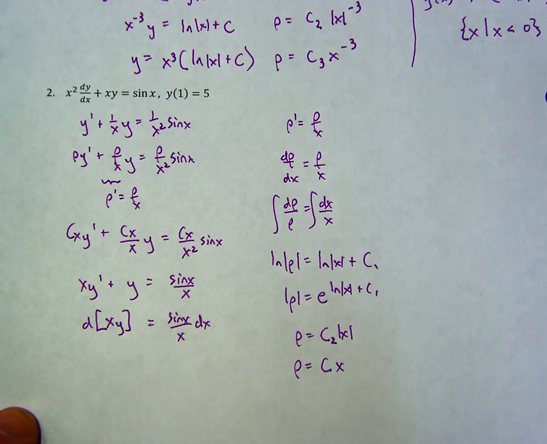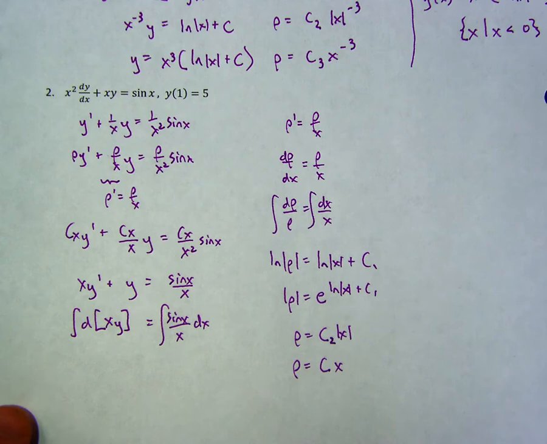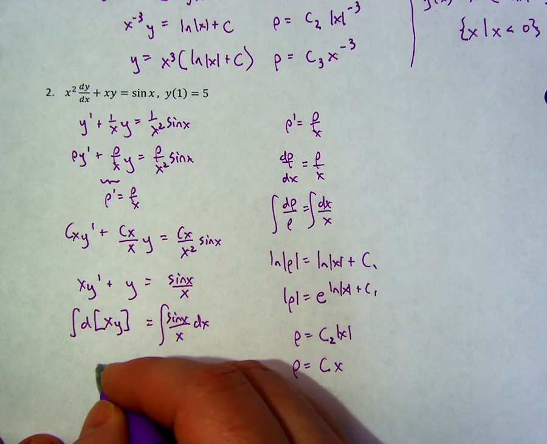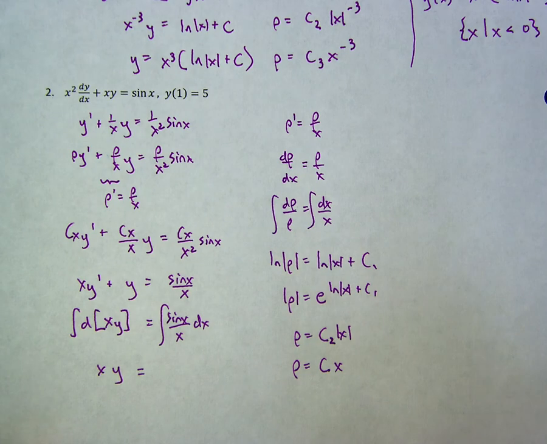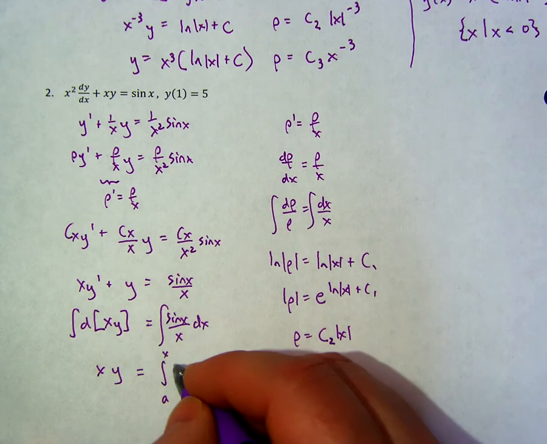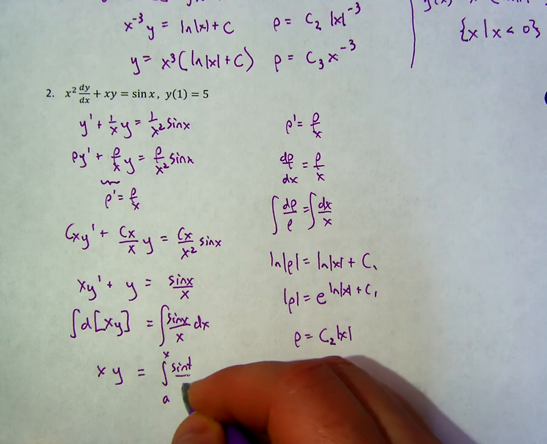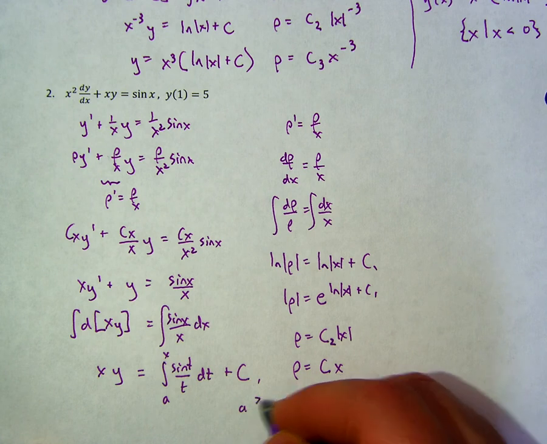The right-hand side is going to be a bit of an issue here. We have an indefinite integral that has no trivial antiderivative, one that we can just do. So we have a problem: xy is equal to this. Here's what we're going to do. We're going to use the fundamental theorem of calculus and say that this is equal to the integral from a to x of sine of t over t dt plus some constant, where a is greater than 0.